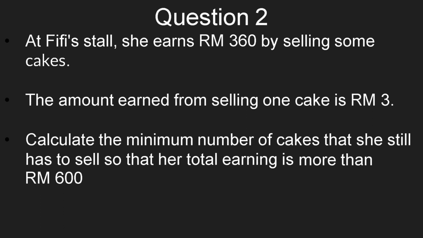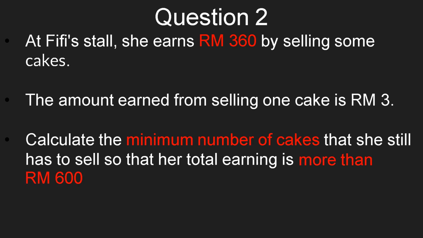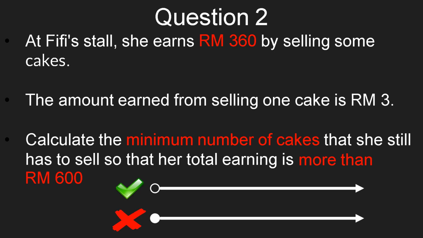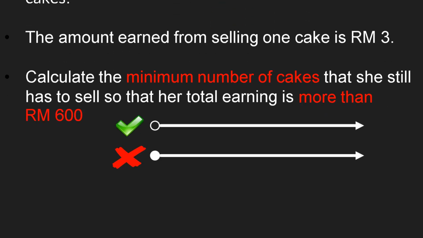Firstly, let us simplify the question by breaking down the details. Once the breakdown is done, we can clearly notice there are two important parameters. The first one is Fifi has already sold RM360 worth of cakes. Secondly, the question asks the minimum number of cakes needed for Fifi to achieve a total sale of more than 600. Please take note it's more than 600, which means RM601 onwards, not more than or equals to RM600. Let us show you how to solve this question.